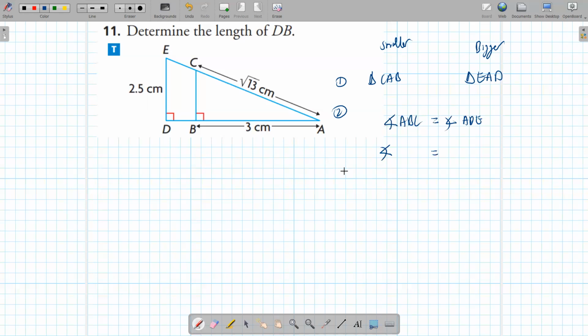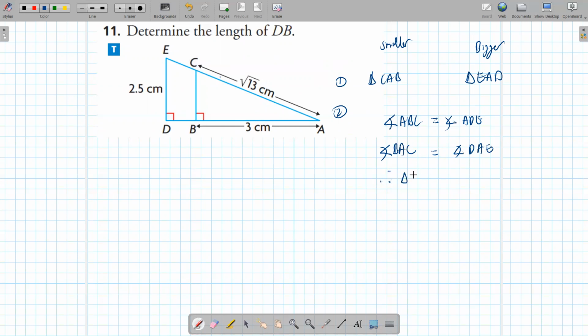So try to write angle A, right? From the smaller triangle's perspective, it's going to be BAC. BAC. Yeah? What about from the bigger triangle's perspective? How do you write angle A? DAE. Yeah, DAE. You see two angles are the same from the smaller one to the bigger one.